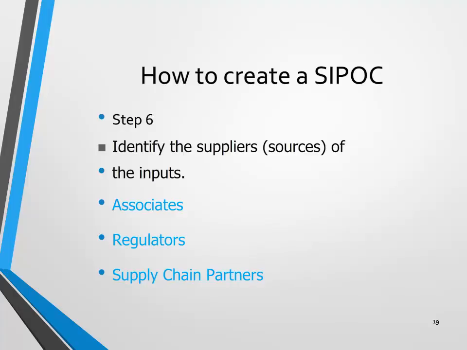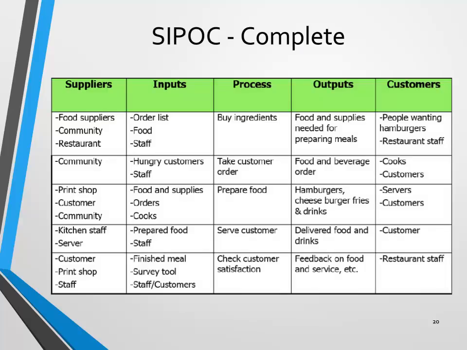For step 5, we identify the suppliers, that is the source of the inputs, such as suppliers of ingredients, any kind of regulators that are involved, any of our supply chain partners. The SIPOC is now complete. Suppliers, inputs, process, outputs, and customers. Take a few minutes to examine the completed SIPOC diagram.